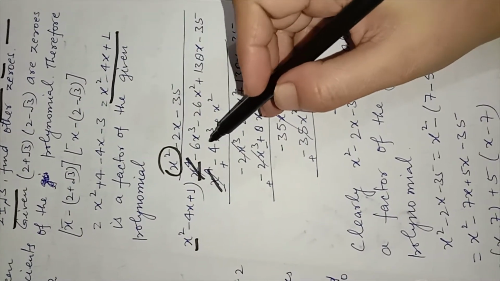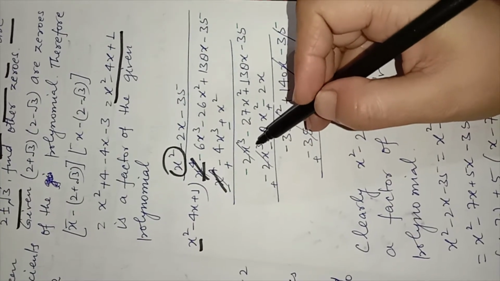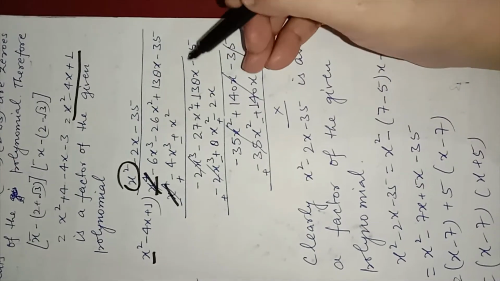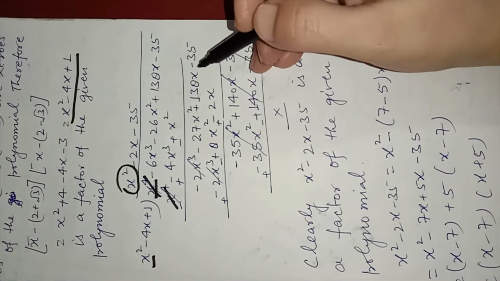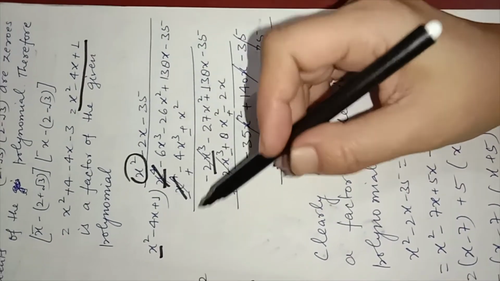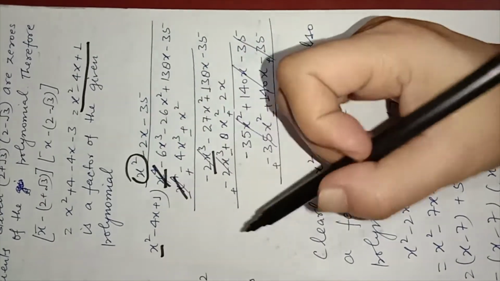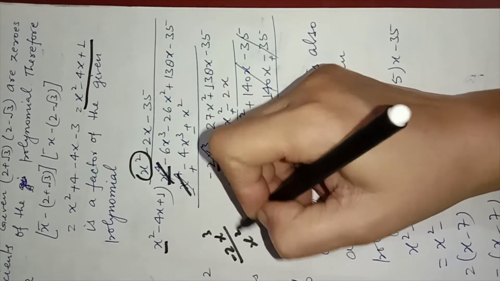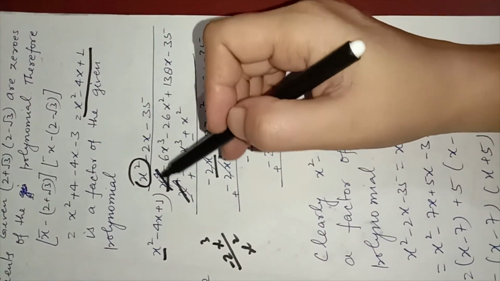Here on solving, plus and minus will get minus 2x cube. And the next term we will get as minus 27x square. Next we will copy down 138x and minus 35. Now again, the first term of the dividend in the next step and the first term of the divisor: minus 2x cube and x square. So minus 2x cube divided by x square will need minus 2x. So minus 2x will divide the divisor.